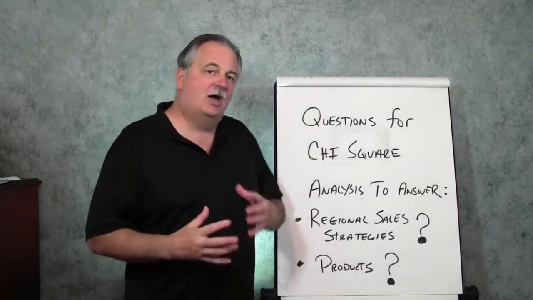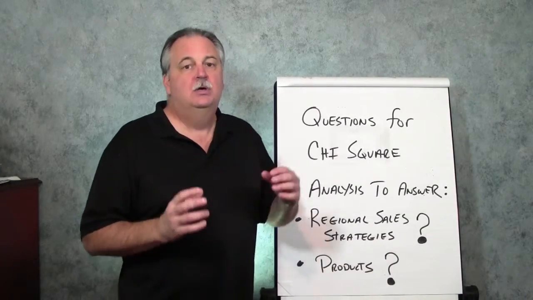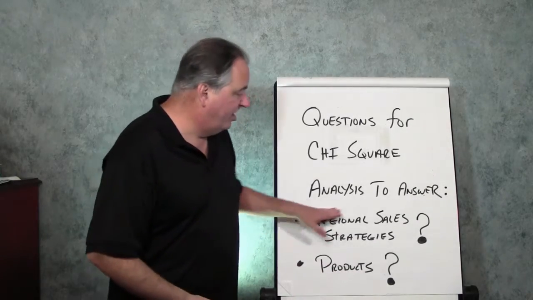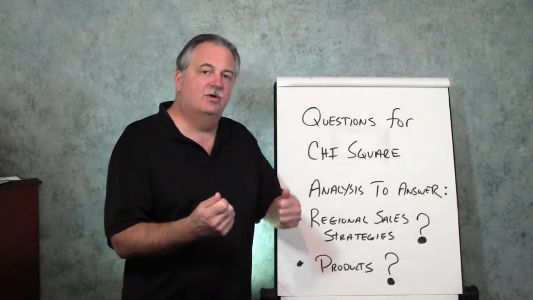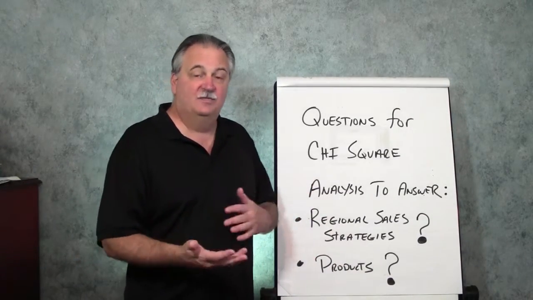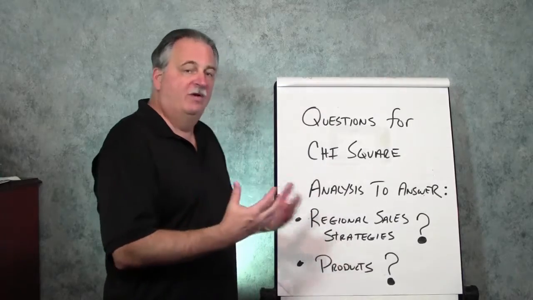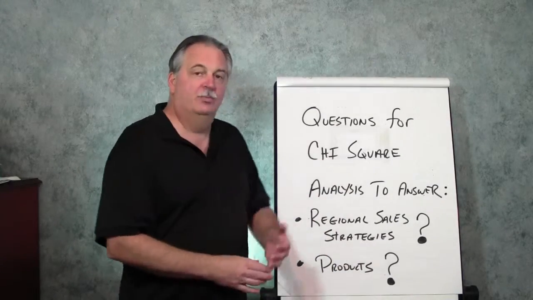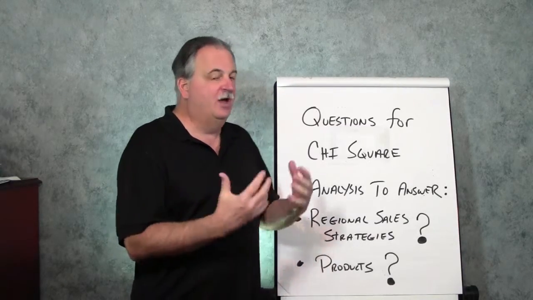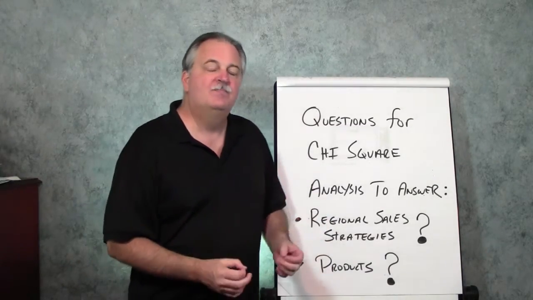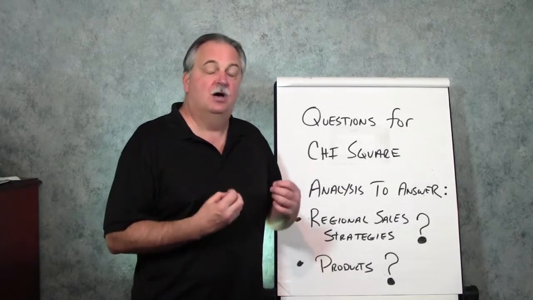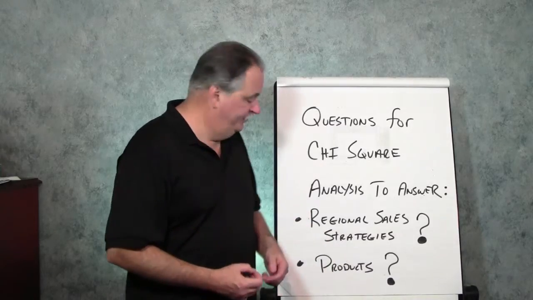So the questions that the chi-square can help us to answer associated with this data set that we have would be, are there differences between the regions? What are their strategies like? Are there differences between the products? Do the products make a difference in different regions? So what we want to find out is, what do we know about the regions, their strategies, and the products that we're selling? We've got this data, we've got 50 weeks of data. We're going to use a chi-square analysis, which is a table analysis, to understand what's going on.